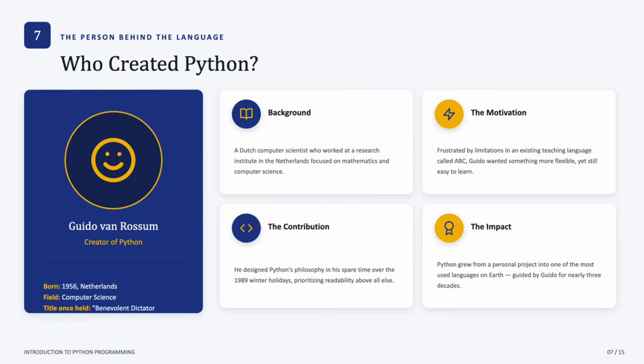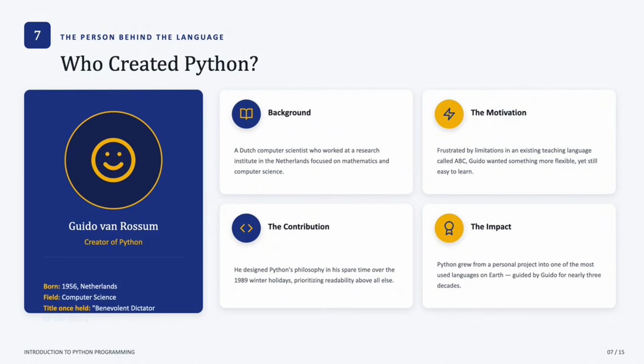Guido van Rossum is a Dutch computer programmer. He was born in the Netherlands and had a deep interest in mathematics and computer science from an early age. During the late 1980s, Guido was working on another programming language called ABC. ABC was created to make programming easier than languages available at that time. It had many good ideas, but it also had limitations.